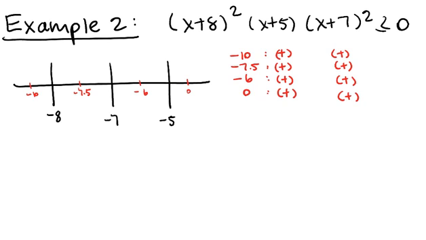Okay. Then with x plus 5, just plug in each of the x's. Negative 10 plus 5 is a negative number. Negative 7.5 plus 5, also a negative number. Negative 6 plus 5, still negative. 0 plus 5, that's positive. Okay, so we're going to say that this is looking like negative, negative, negative, positive.